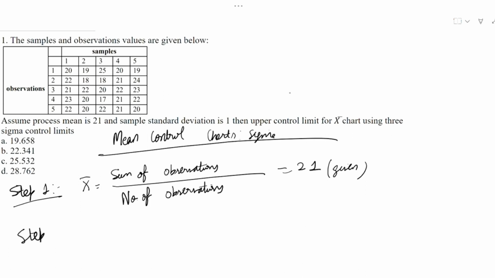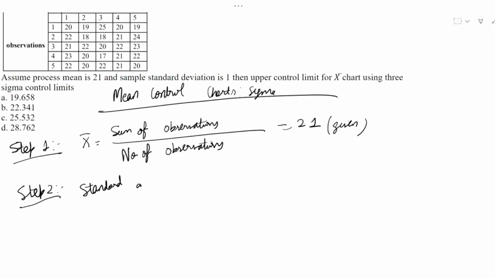Step 2, standard deviation, sigma x bar, is equal to sigma by root over n. This is 1 by root over 5. N is the sample size. Sigma is given, which is the sample standard deviation. This becomes 0.447.